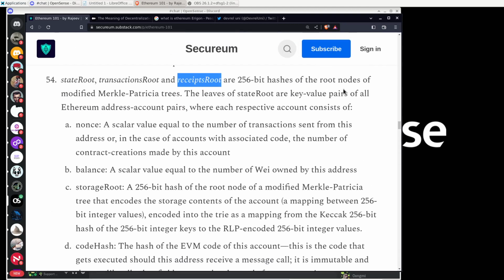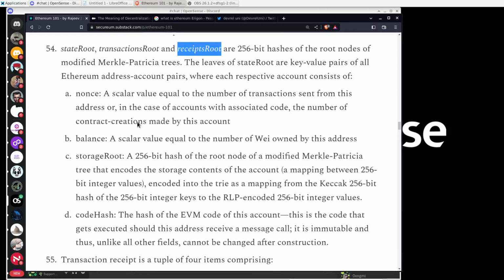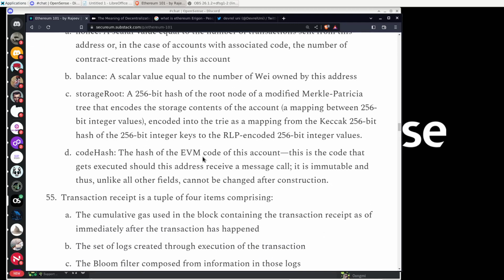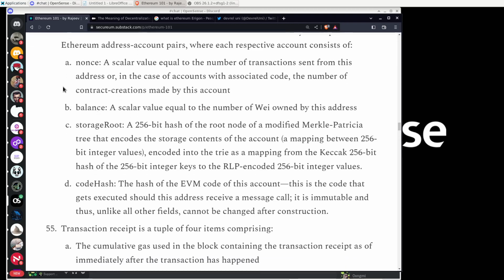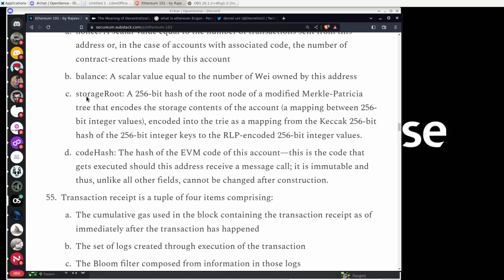And they are saying that state roots are key pairs of all Ethereum address-account pairs, which each respective account consists of. So now we're talking about details of the account itself. Nonce, how many transactions, okay? Balance, how much ETH is in that account. Storage root, let's read this one.